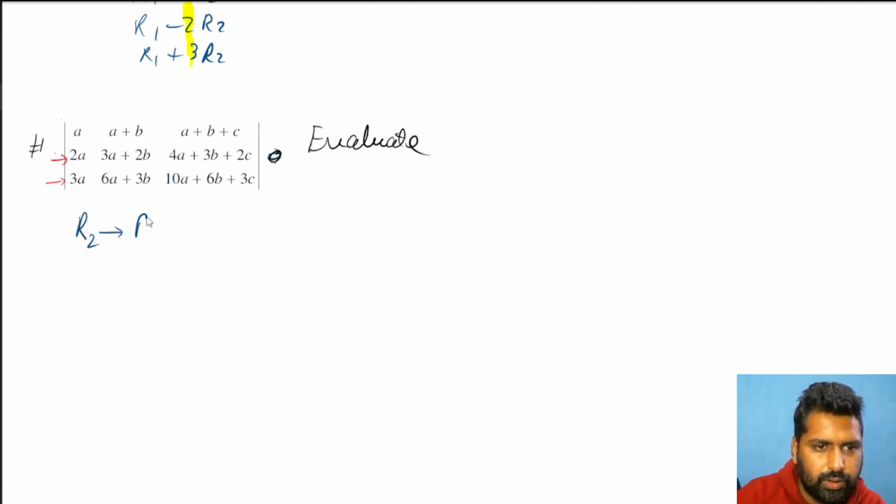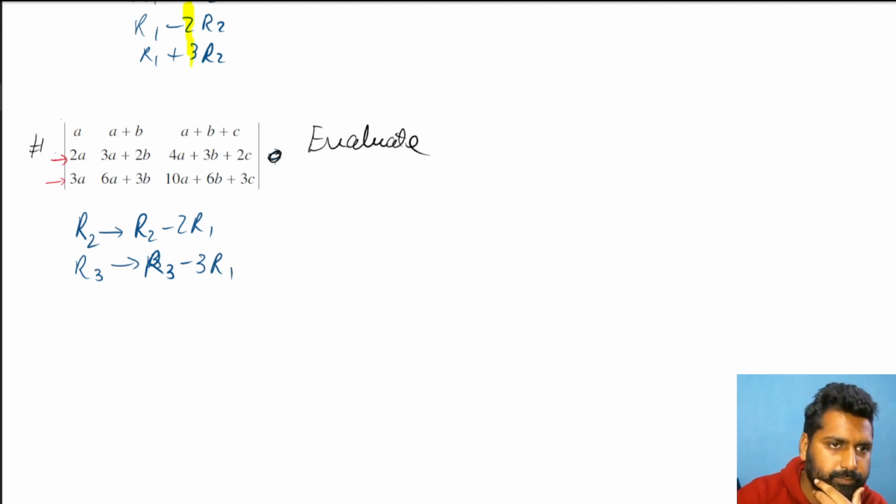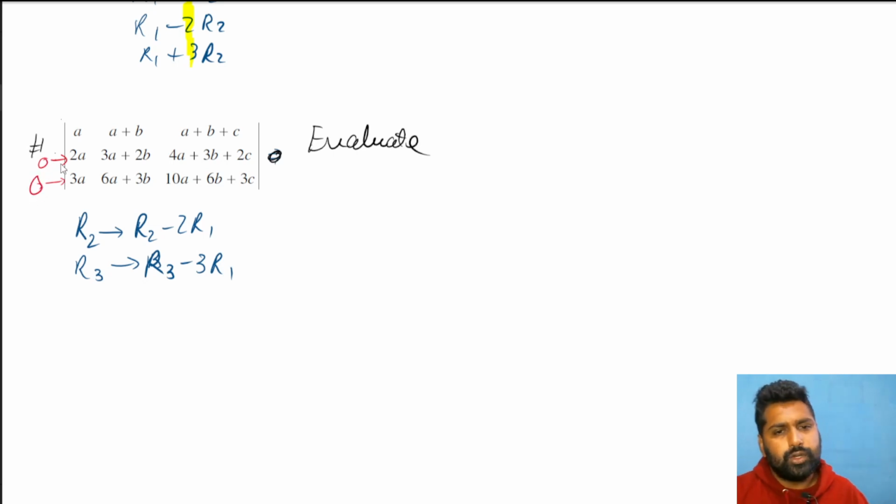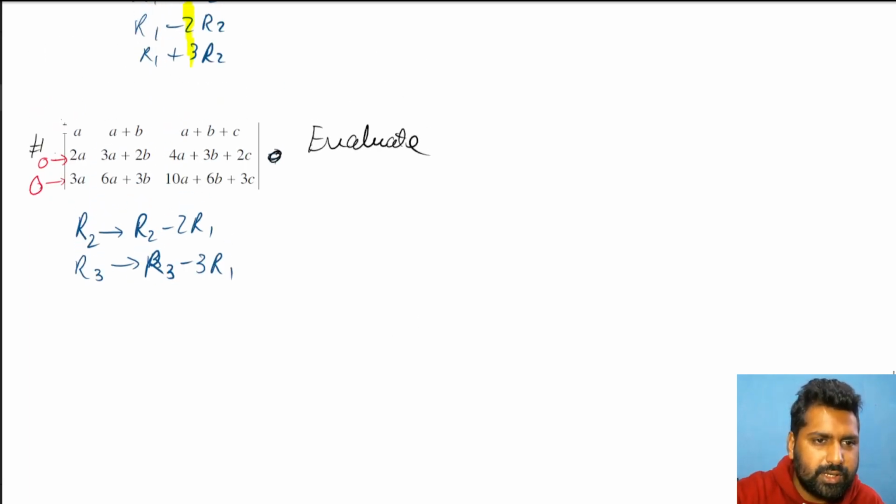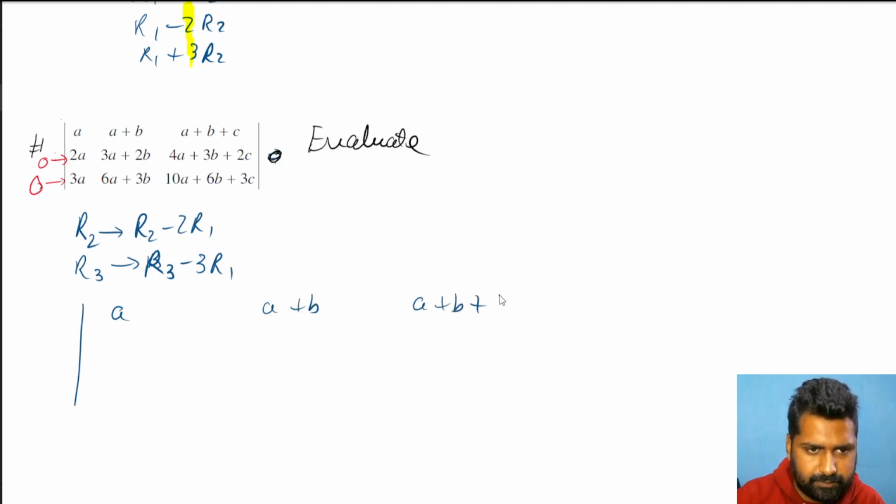R2 goes to R2 minus 2R1, and R3 also goes to R3 minus 3R1. Two operations I'm writing. The purpose is I want to make them 0. Why do I want to make them 0? Because once you have zeros in the determinant, you can solve it very quickly. You don't have to really expand, you have to just solve for one element. So that's the target. Nothing happens with the first row: a, a plus b, a plus b plus c.